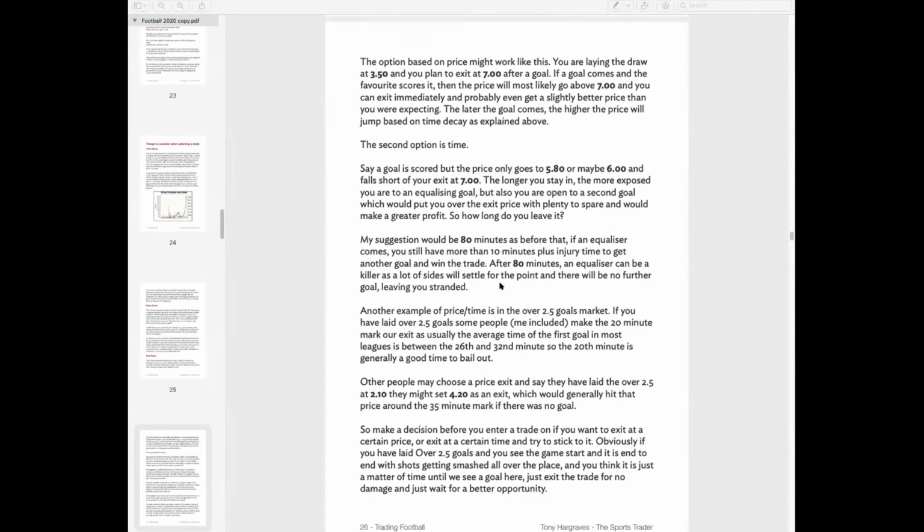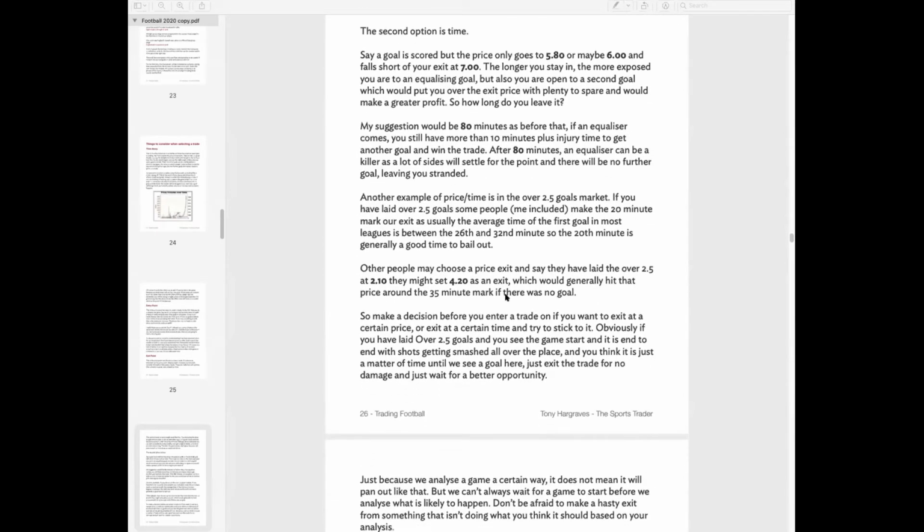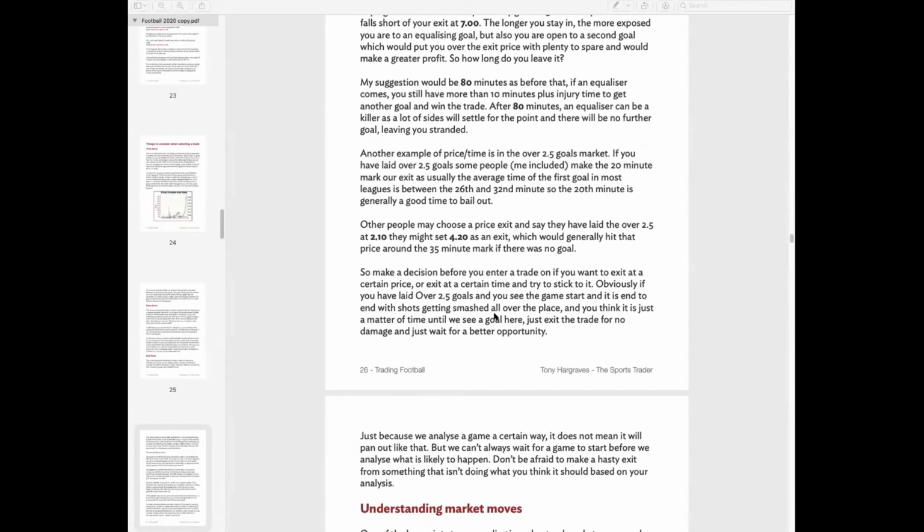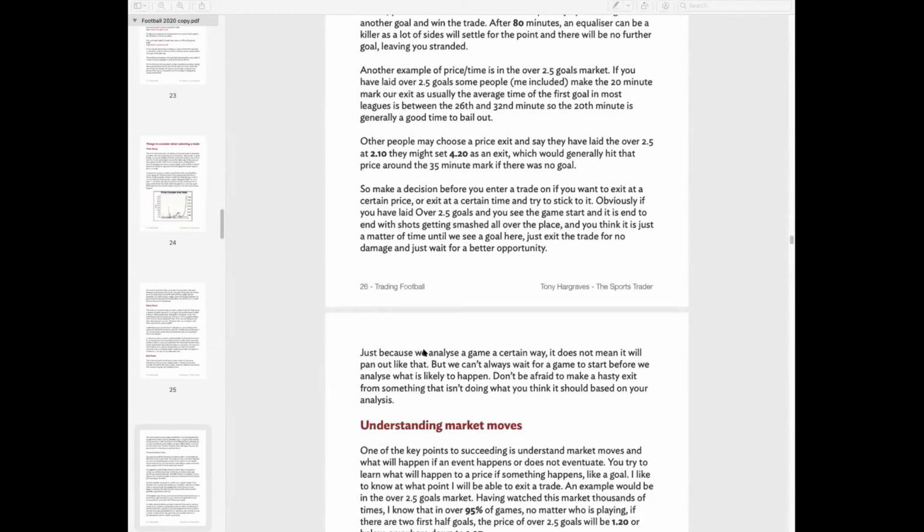So it's just about looking at your options there, about choosing an exit, because a lot of people don't do it. Just because we analyse a game a certain way, it doesn't mean it will pan out like that. We can't always wait for a game to start before we analyse what's likely to happen. So don't be afraid to make a hasty exit from something that isn't doing what you think it should based on your analysis. If you're thinking that there's going to be a lot of goals in a game and you watch the first 10 minutes and they're just kicking it around and haven't had a shot, just get out of the trade and wait for it to open up a bit.